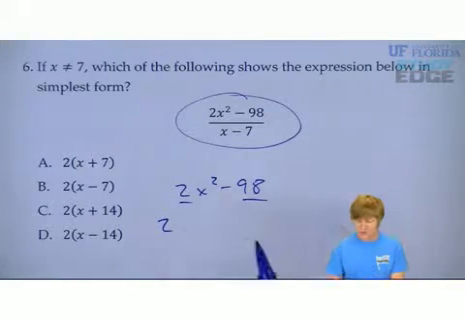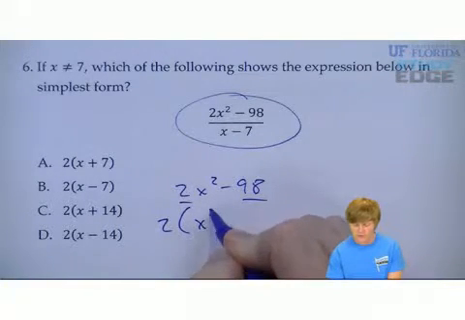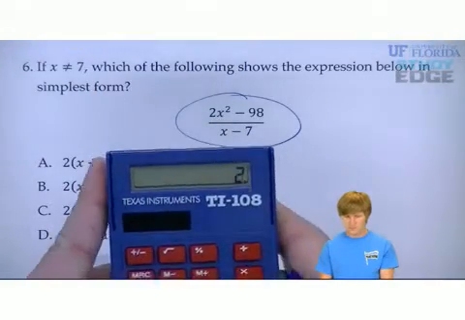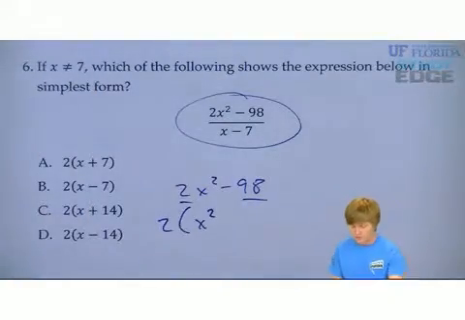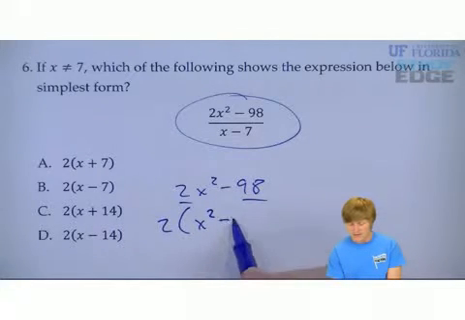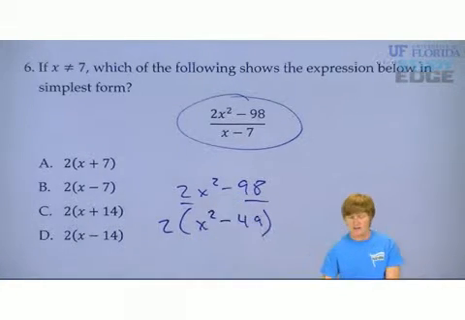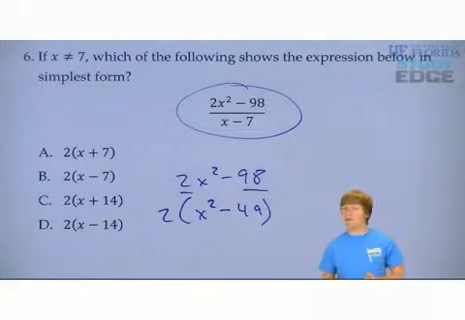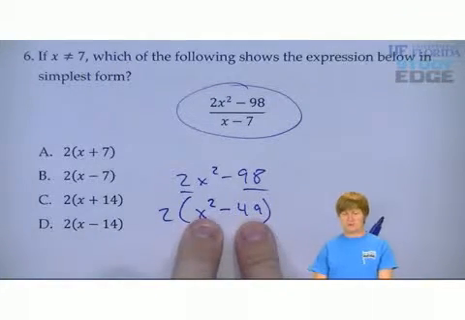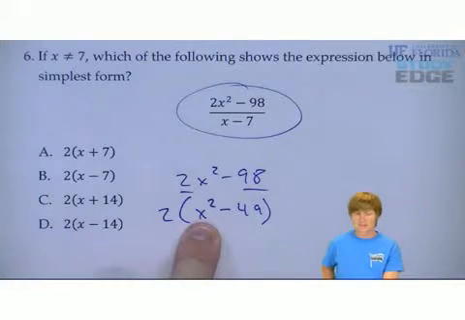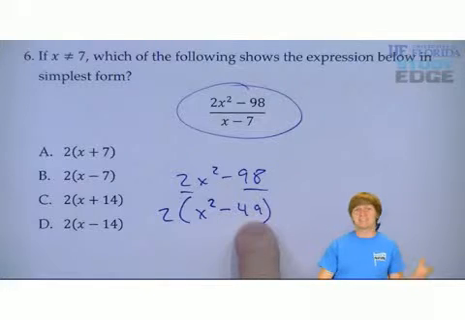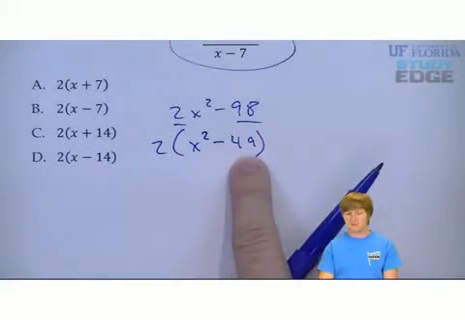I'm going to factor out a 2, and what I'm left with is x squared. Then I take 98 divided by 2, and I get 49. So instead of 98, I'm going to have minus 49. Do not forget to have that subtraction there because it's still being subtracted. And what I can then realize is that this is now the difference of perfect squares. This is x squared, and 49 is 7 squared.